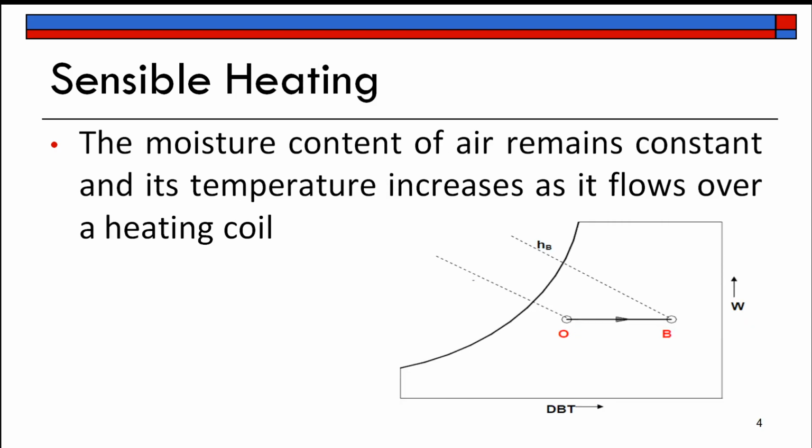Second process is sensible heating. It is accomplished with the help of a heating coil where the moisture content remains the same in the air, but at the same time the temperature of the air increases. This process is represented by a horizontal straight line OB on a psychrometric chart.